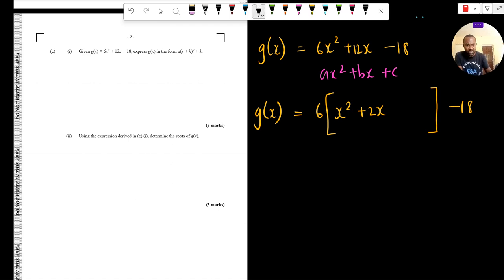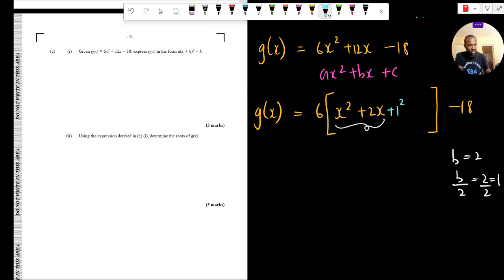Now let's focus on this quadratic that is now inside the brackets. We see that a is equal to 1 and b is equal to 2. In order to complete the square, I must add a half of b squared. Let me repeat that. In order to complete the square, I must add a half of b squared. Now b is equal to 2. Let me write it down to the side here. b is equal to 2, and therefore half of b is 2 over 2, which is equal to 1.